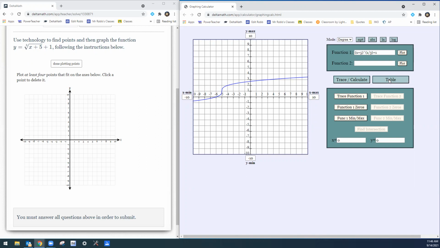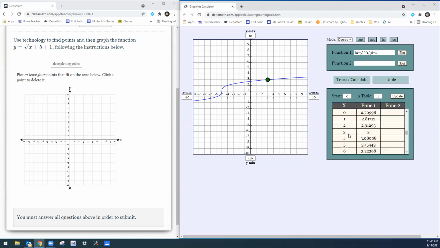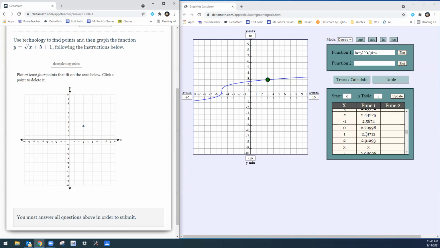Well, after you type that and plot it, you hit table here and you can see values. So (3, 3) is a dot. I'm going to come over here and put a dot at (3, 3). Then I'm going to scroll up and down on this. Okay, there are some more dots right there, good. (-6, 0). So I'm going to go over here, (-6, 0). I got (-5, 1). So I'm going to go (-5, 1). And I got (-4, 2). So (-4, 2). That looks like 4 values.